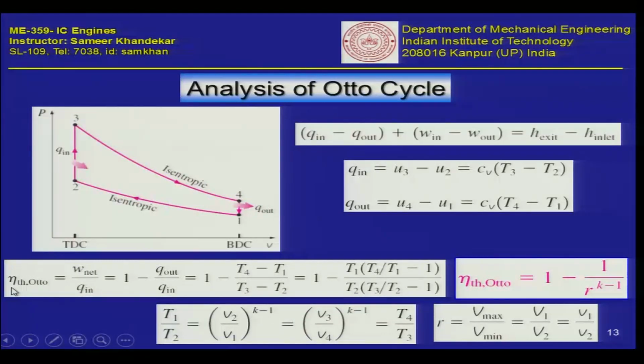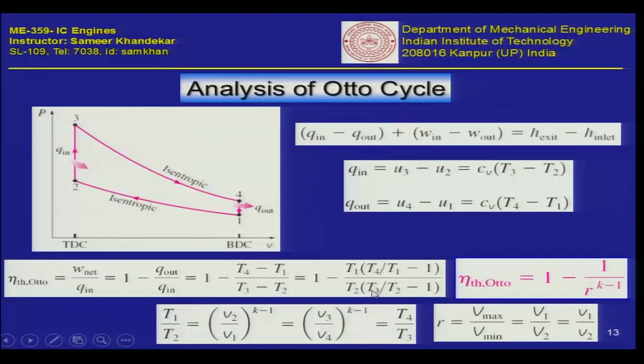So, the efficiency of the Otto cycle, which is the output we get as W net, divided by the input, W net divided by Q in, can also be written as 1 minus Q out upon Q in, because the numerator here is nothing but equal to Q in minus Q out, which comes from equation number 1, because the right hand side is 0. So, if you substitute the values of Q out and Q in from these two equations at the top, you will end up with this expression for the Otto cycle efficiency.